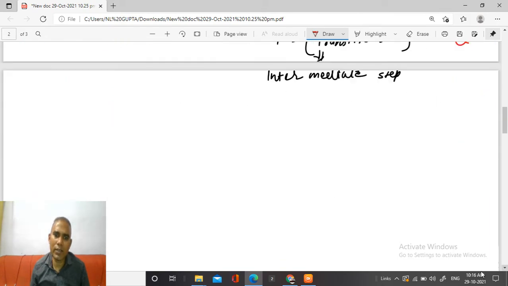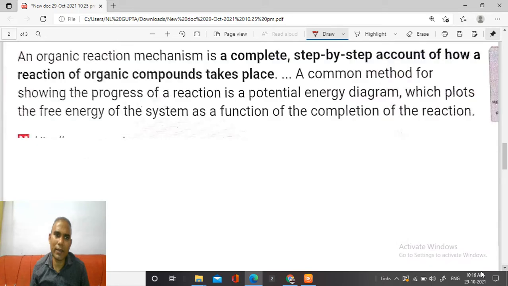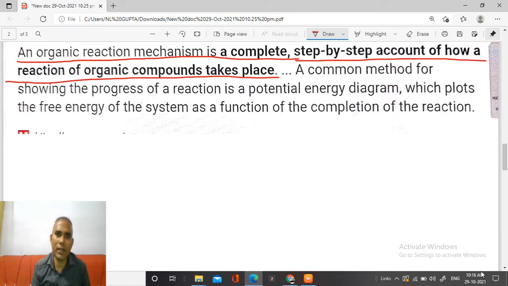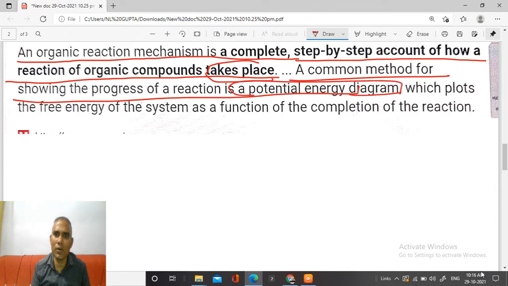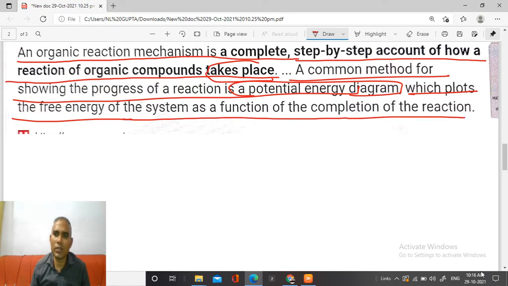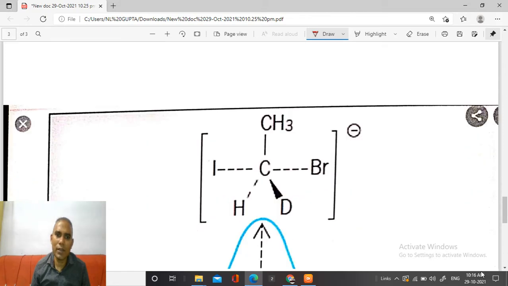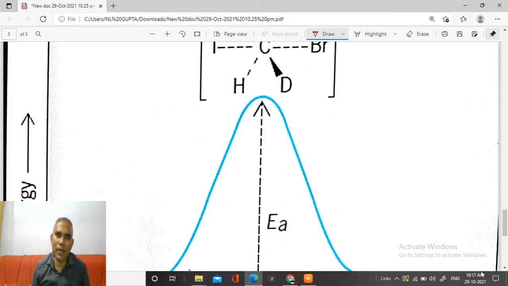So let us try to read out the slides, students. What is there in the slide? An organic reaction mechanism is a complete step-by-step account of how a reaction of an organic compound takes place. That you have to understand in the reaction. A common method for showing the progress of a reaction is the potential energy diagram, which plots the free energy of the system as a function of the progress of the reaction. Let us try to see the potential energy diagram.